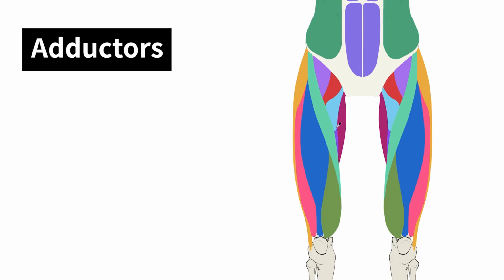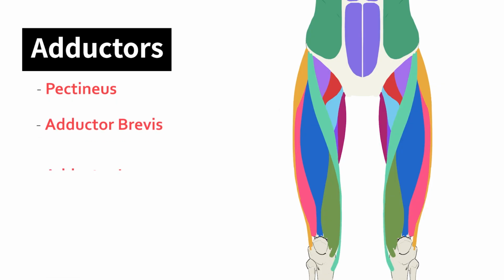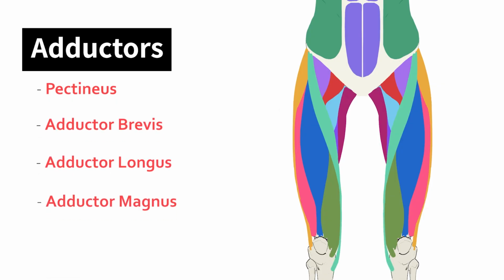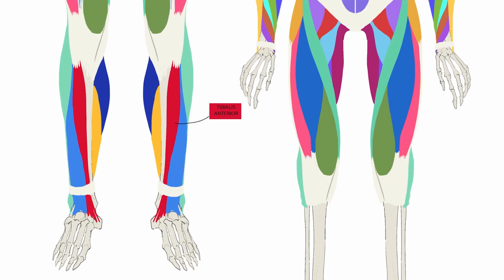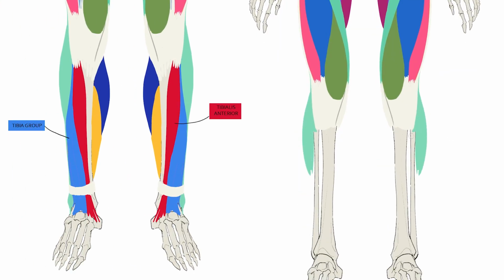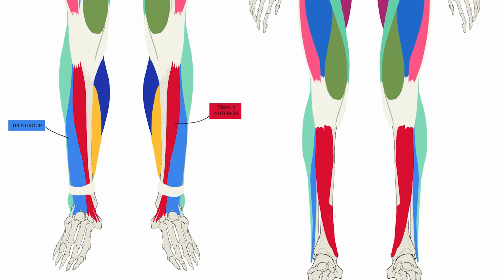It's a group of muscles found on the inner thigh and includes the pectineus, the adductor brevis, the adductor longus, the adductor magnus, and the gracilis. Moving past the knee, we get to the muscles in the lower leg. Let's start with the tibialis anterior and the tibial extensor group. These muscles will allow you to flex your toes backwards towards your knee in a dorsiflexed position.